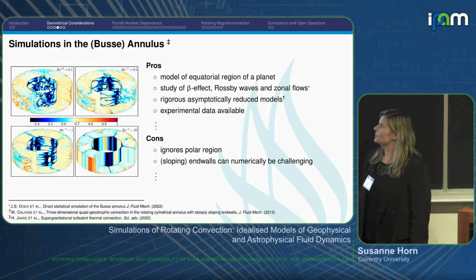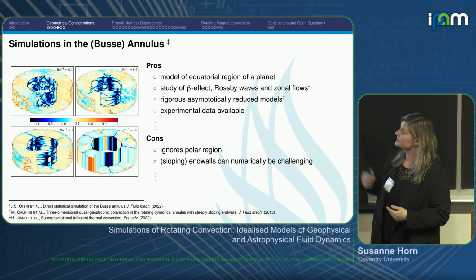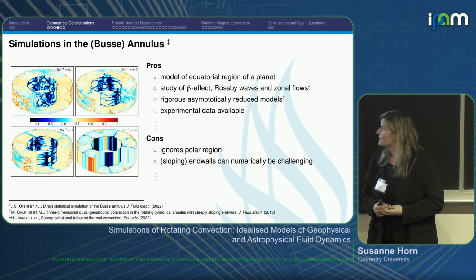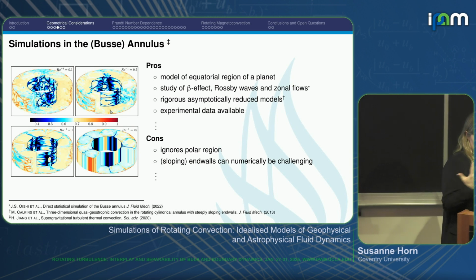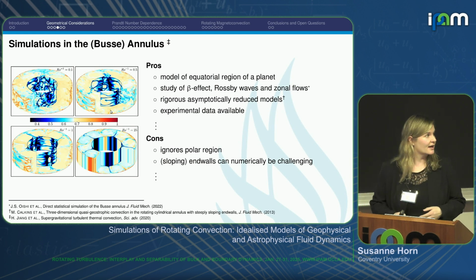So these are just numerical simulations where we have a flat end wall, and these are actually even periodic. So, of course, the obvious con is it ignores the polar region, so they are just a model of what's going on in the equatorial region.